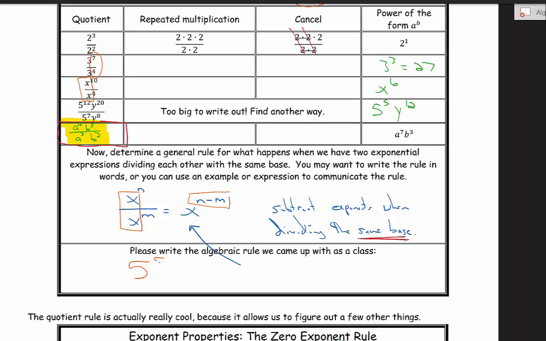5 to the fifth over 5 to the negative second. Can I do that? 5 to the 5 minus negative 2. So that's 5 to the seventh. Now I know we can talk about that negative 2 because we've already done that rule along with 0.